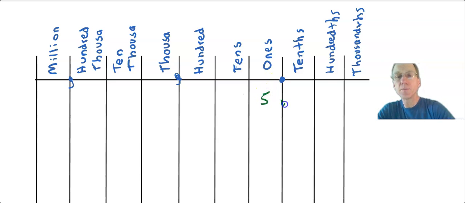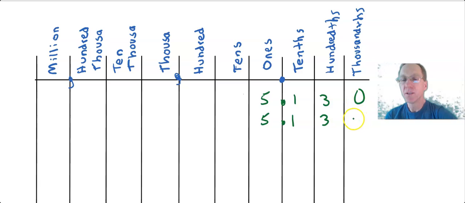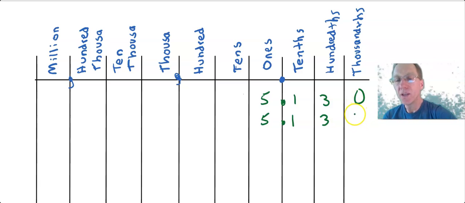5 and 130 thousandths, or 5 and 13 hundredths. Okay, so let's take a look at this. They have the same number of ones, so it's 5 whole pizzas. What about tenths? This one has 1 tenth and 1 tenth. Even, so far. How about this one? 3 hundredths and 3 hundredths. And now, for the confusing part, this one has 0 thousandths. And this one has, you guessed it, 0 thousandths.